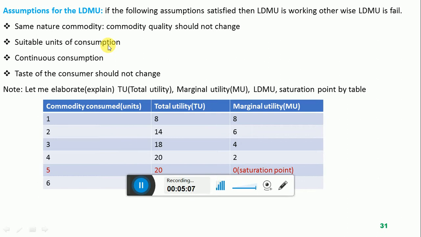Why? Because the consumer is not using suitable units. A spoon is not a suitable unit to drink water. The third assumption is continuous consumption. The law is true when the consumer consumes the same nature commodity in suitable units continuously. But if there is a time interval gap between the two consumptions, then it is possible that the law will fail.